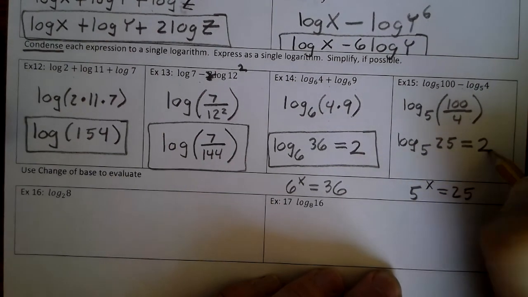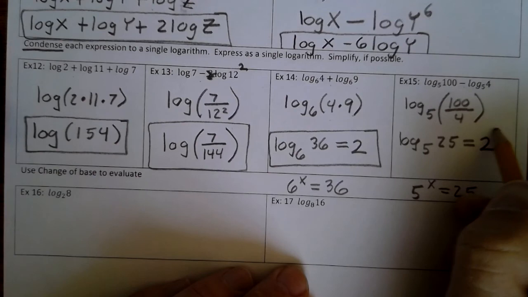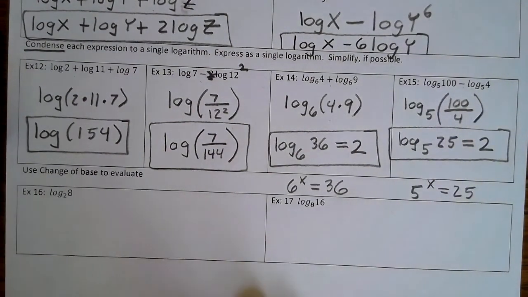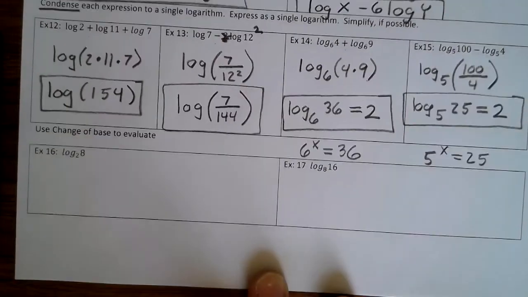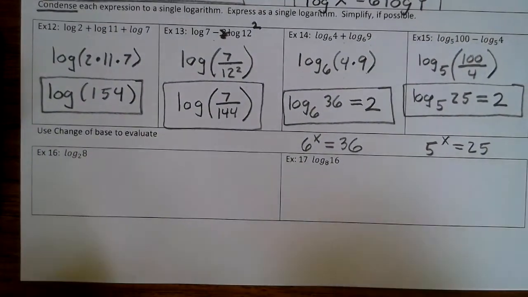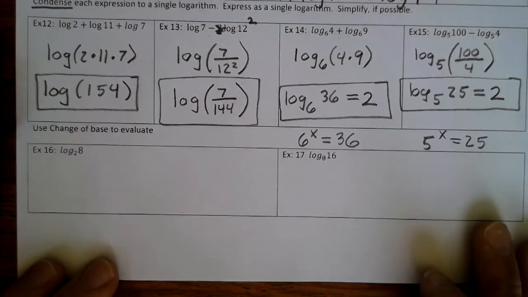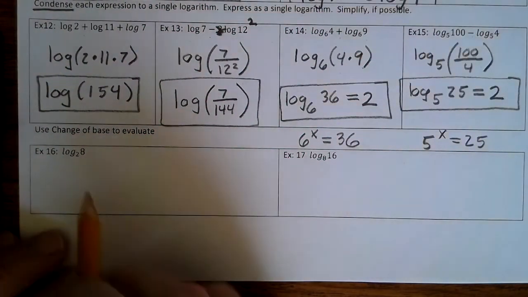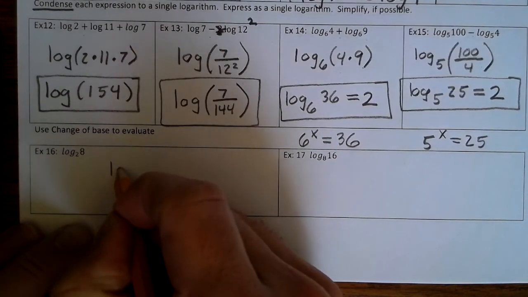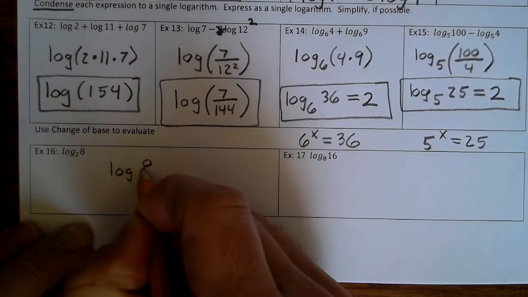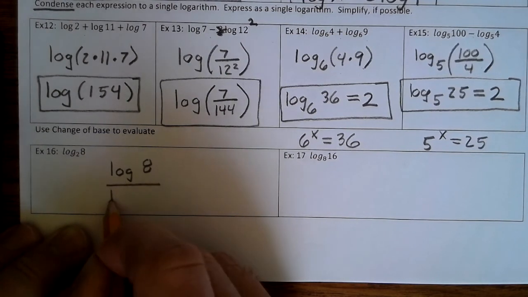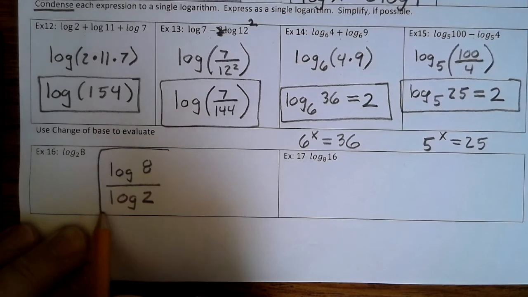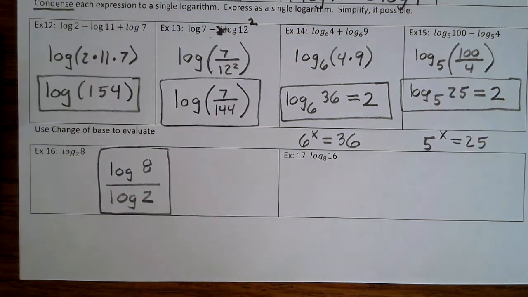All right, let's look at example. Now, it says use the change of base. So this would be written as log of 8 divided by log of 2. And then this would be log of 16 divided by log of 8.